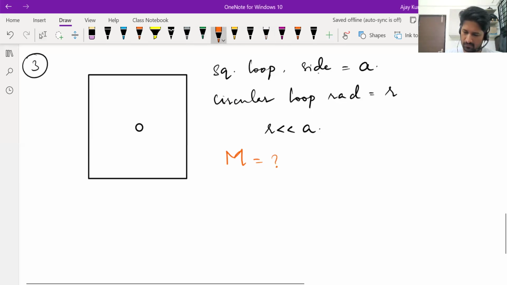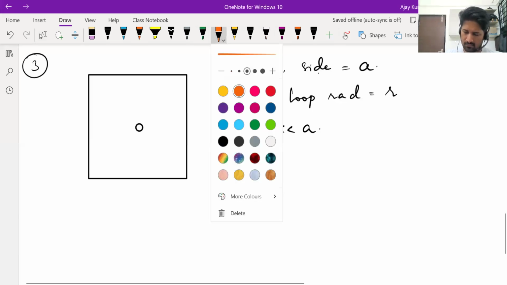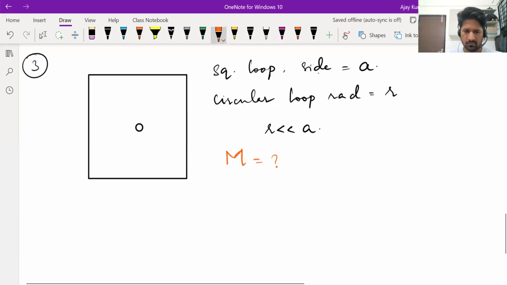Because the circle is very small, the flux won't be that different. The field won't change much from point to point. Okay, fine. Same reason, same logic that we used before. If you assume current in the square, a square loop is a set of 4 straight wires, so we can easily find out the magnetic field at the center of the square.